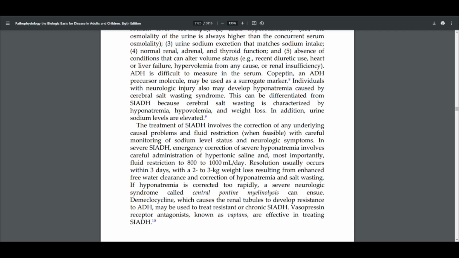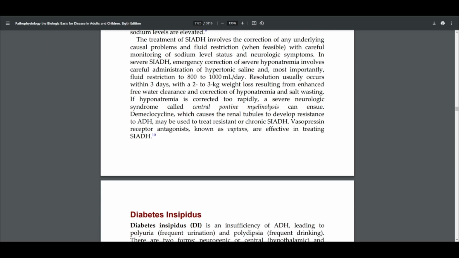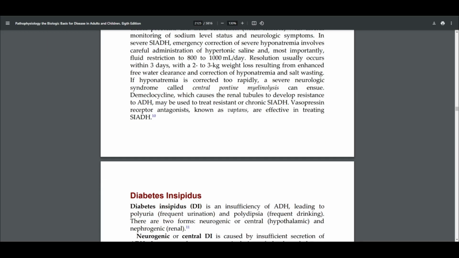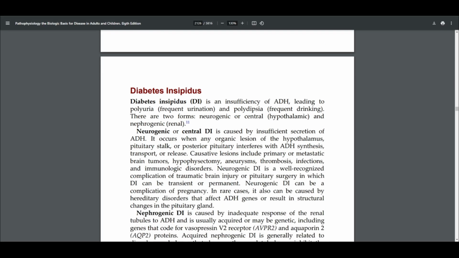If hyponatremia is corrected too rapidly, a severe neurologic syndrome called central pontine myelinolysis can ensue. Demeclocycline, which causes renal tubules to develop resistance to ADH, may be used to treat resistant or chronic SIADH. Vasopressin receptor antagonists, known as vaptans, are effective in treating SIADH. So again, you want to correct the hyponatremia slowly.